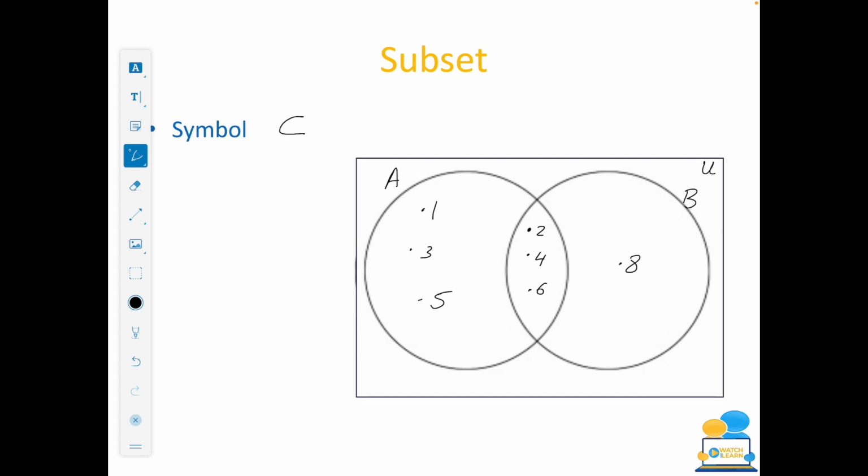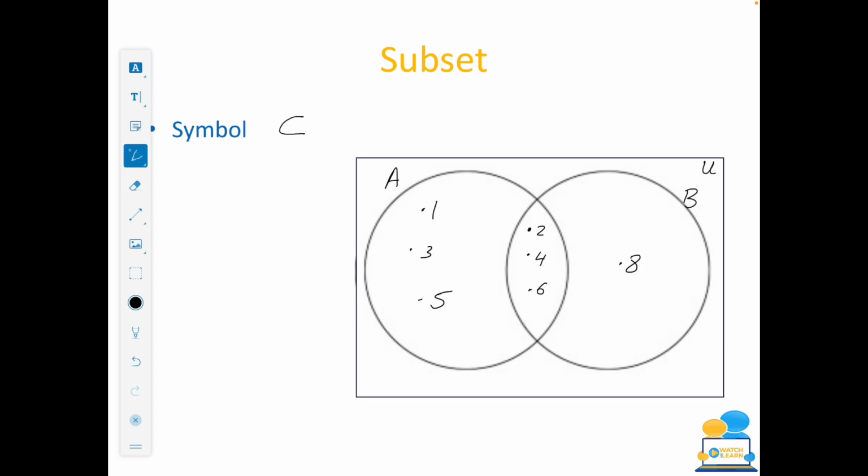Okay, so a subset is a little part of a big set. If I have the set 1, 2, and 3, I can say that that's a subset of the natural numbers, because 1, 2, and 3 are a little bit of the big set of natural numbers.